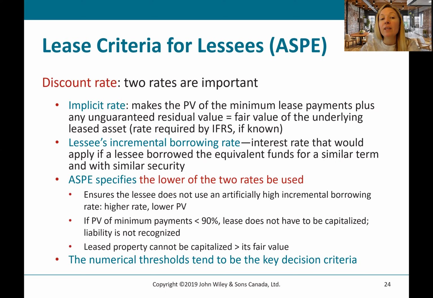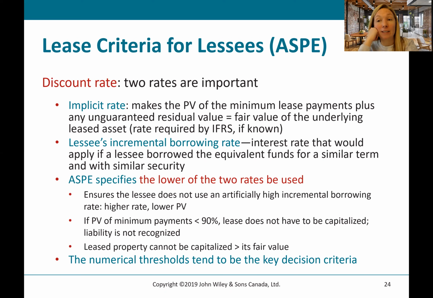So if the implicit rate's lower, you'd use that. If the incremental borrowing rate's lower, you would use that. And why does ASPE do that? It's because it wants to make sure the lessee is not using an artificially high incremental borrowing rate, and that we're being conservative in our calculation.